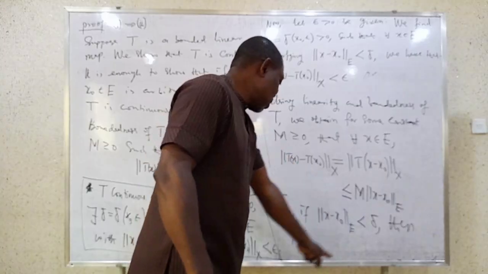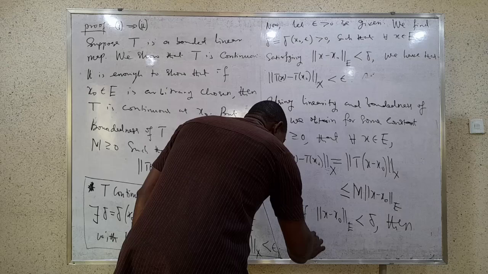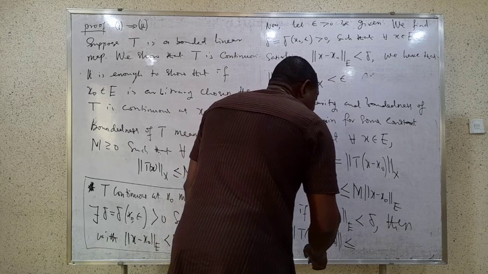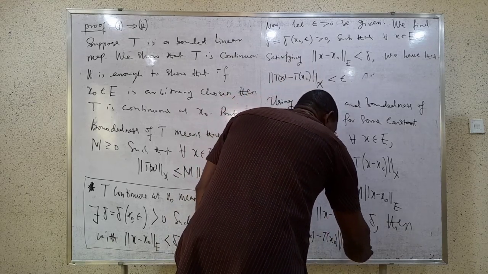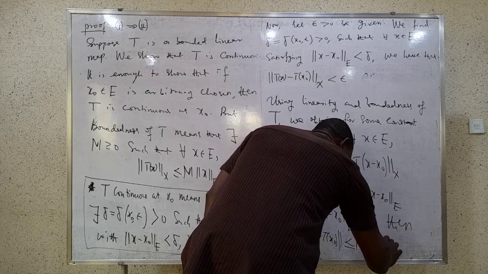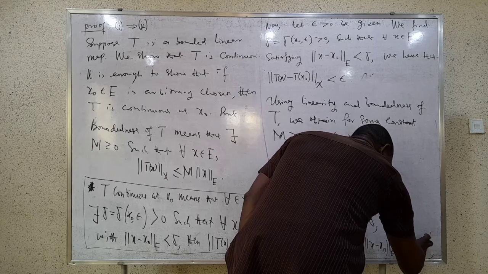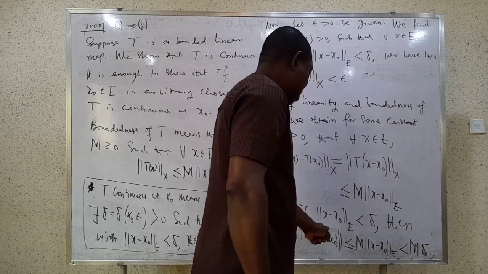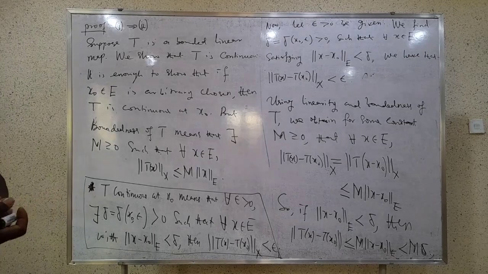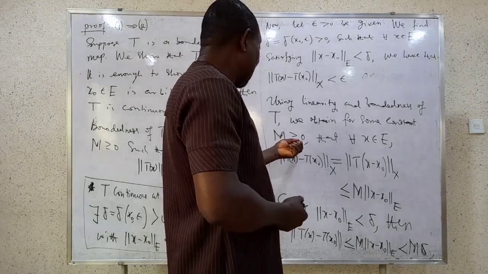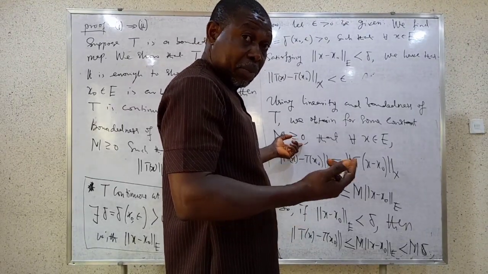So if this is less than delta, then it means that norm of T of x minus T of x naught will be less than or equal to m norm of x minus x naught, which is less than m delta, because this is less than delta. It's at this point that we can now make the choice of that delta. And watch here, please. Observe that m is greater or equal to 0. So there's a possibility that m will be 0.